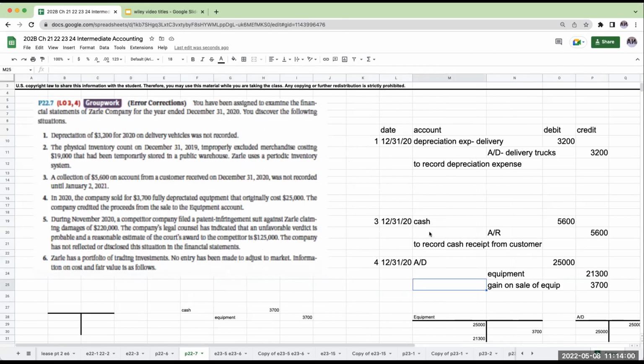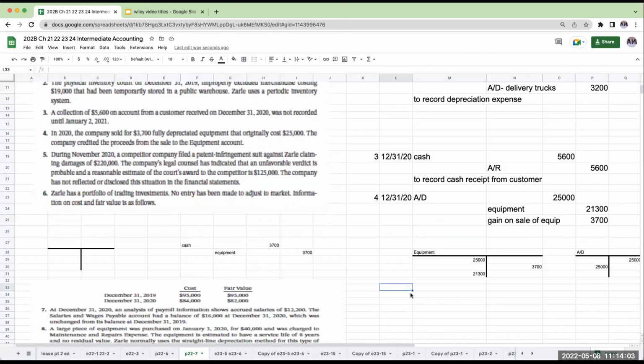Okay, that's number 3. Okay, number 5, a company filed a patent infringement lawsuit against Zarl claiming damages of $220,000. The company's legal counsel indicated, this is very important, that an unfavorable verdict is probable and a reasonable estimate of the court's award to the competitor is $125,000. Now remember, when we have a lawsuit, the key words we're looking for: is it probable? Not is it a possibility, but it's got to be probable, and we've got to be able to reasonably estimate the amount.